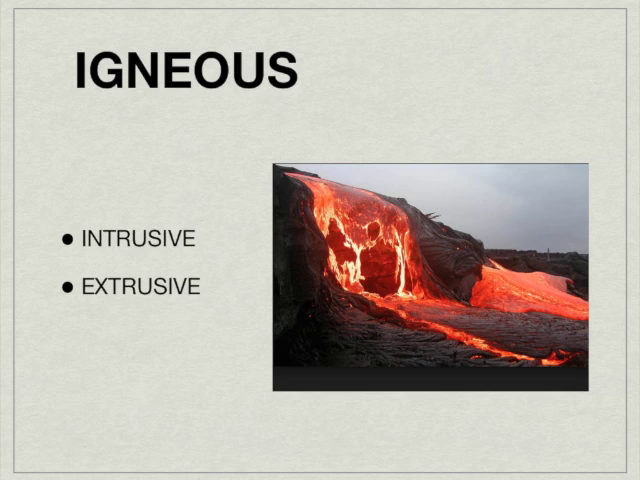Intrusive igneous rocks are formed when melted rock, also known as magma, begins to push its way towards the Earth's surface, but it ends up getting trapped below the Earth's surface and cools. Once it cools, it becomes an intrusive igneous rock. Extrusive igneous rocks are formed when that magma makes it to the Earth's surface and becomes lava. Once onto the Earth's surface, it cools and becomes an extrusive igneous rock.